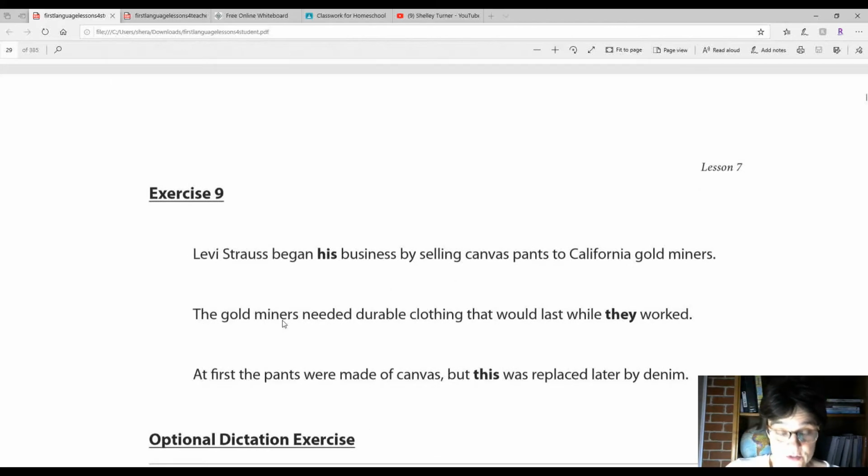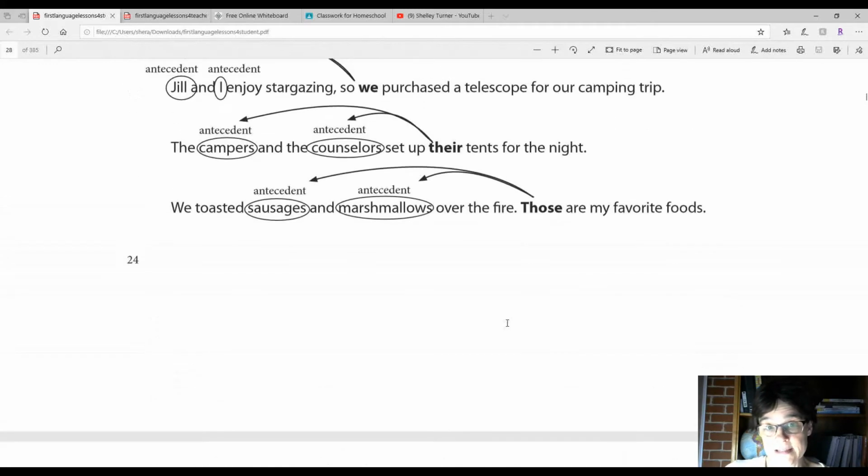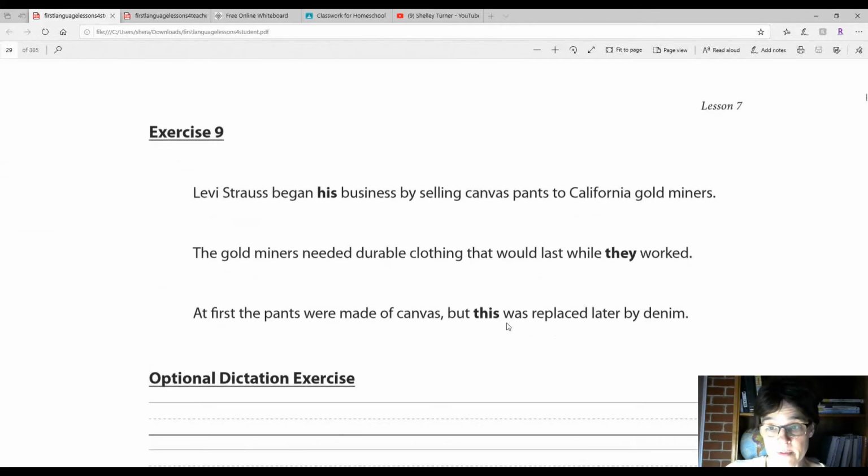All right, let's look at exercise 9. All right. Now the pronouns are in bold. You see these pronouns, okay? Your job is to find the antecedent for each of the pronouns and circle it, and then draw an arrow from the pronoun to the antecedent, just like we saw in exercise 8. Okay, that's going to be your job here.